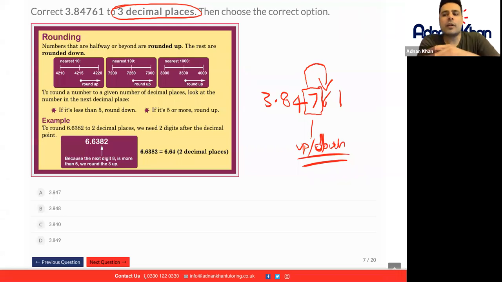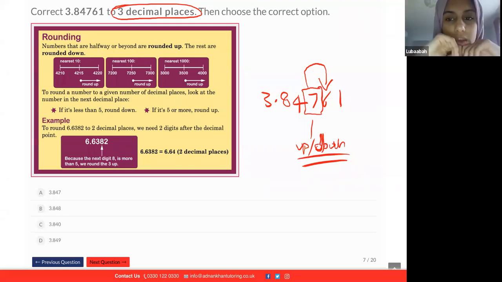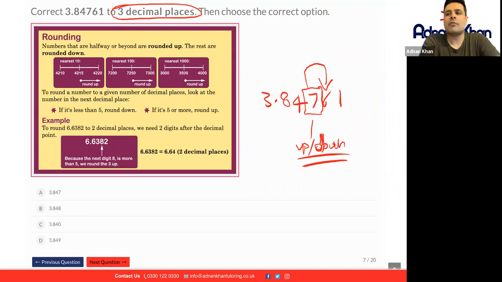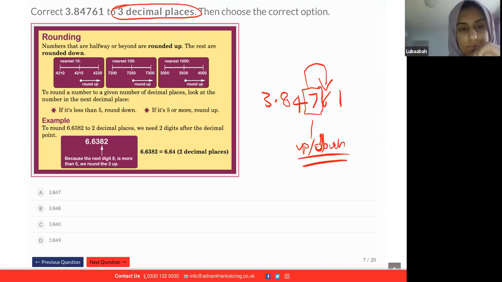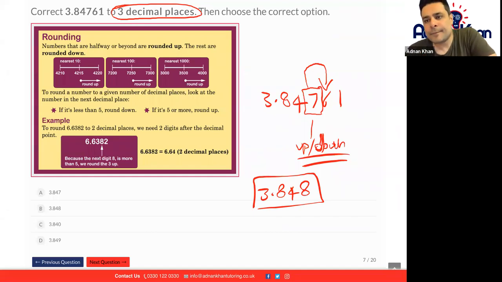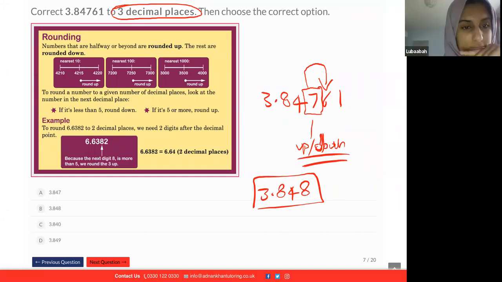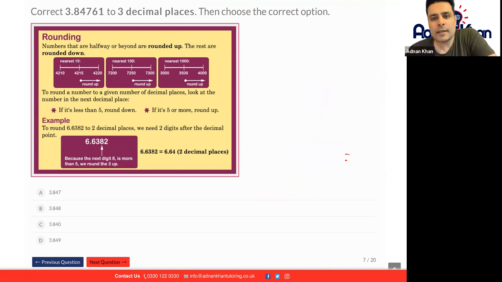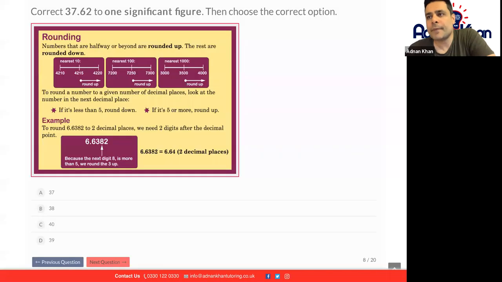So is 6 more than halfway, Lubaba? Yeah. 6 by itself, yeah, because halfway is going to be 5, right? So because 6 is more than halfway, what do we turn 7 into now? 8. Exactly, so it'd be 3.848 in this case, okay? You happy with that? Yeah. Okay, lovely. So 3.848. Thank you very much for that, Lubaba. I'll come back to you in a few minutes, all right?